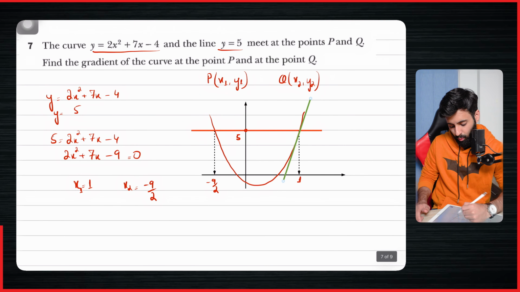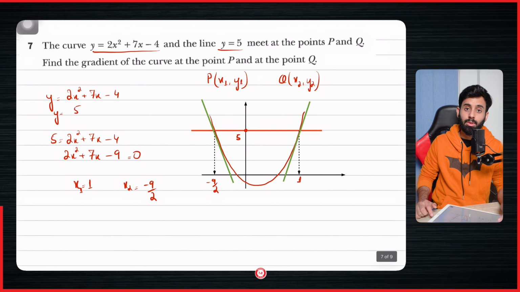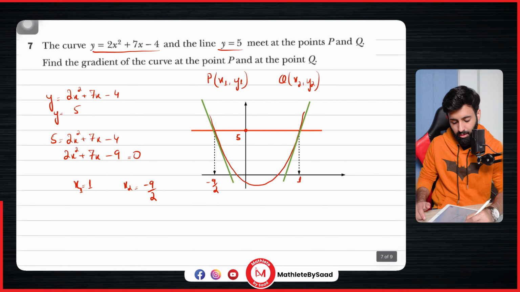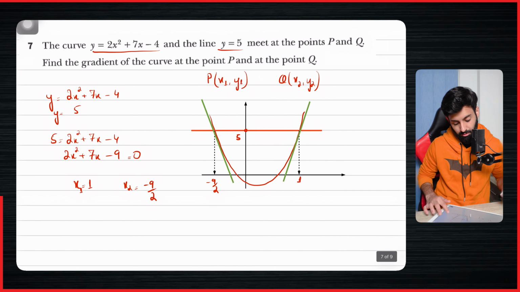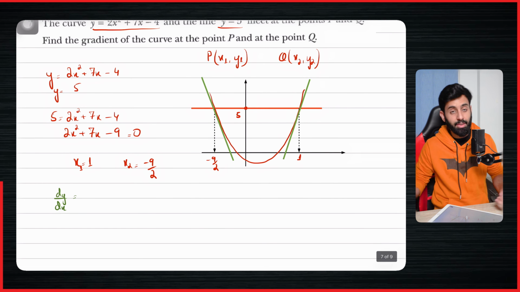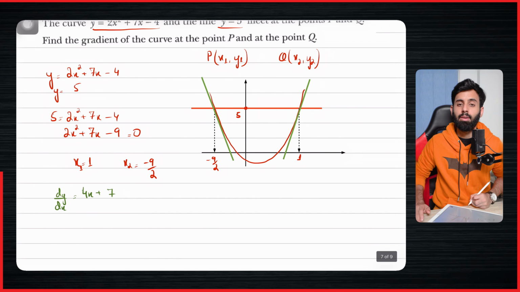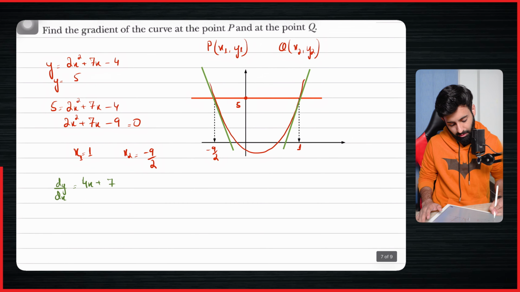So if I plug in 1 in dy by dx, which I'm about to, we will find the gradient of the tangent at 1. And if I plug in minus 9 over 2, I will find the gradient of the tangent at x equals minus 9 over 2. So let's find dy by dx, which means differentiating the equation of the curve. That's going to be 4x plus 7. So 4x plus 7 is dy by dx.